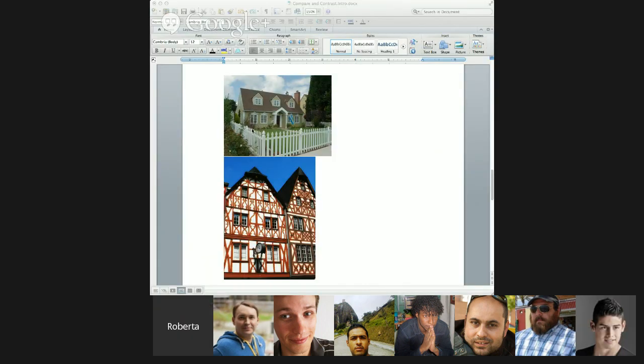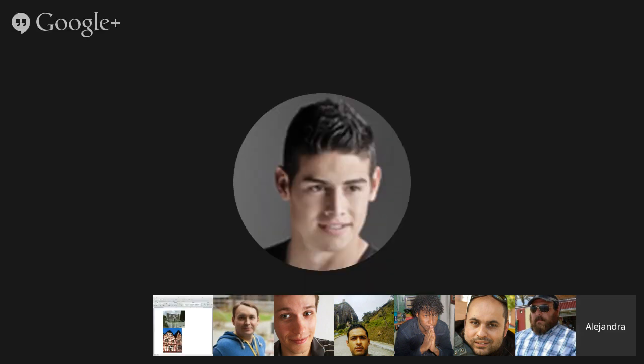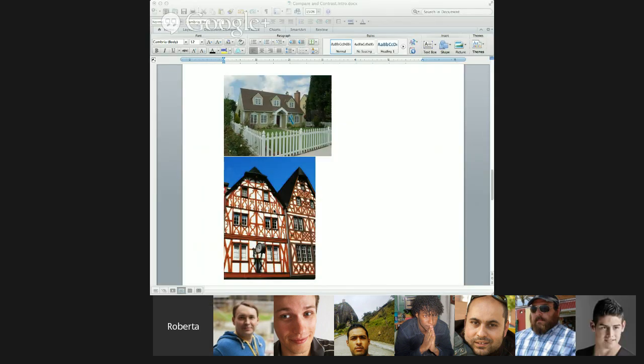I'm going to ask Alejandra. The height. Yeah, the first picture had two floors. The second picture has three floors. Okay, the second one has three floors. Good. So the second one has a different number of floors.